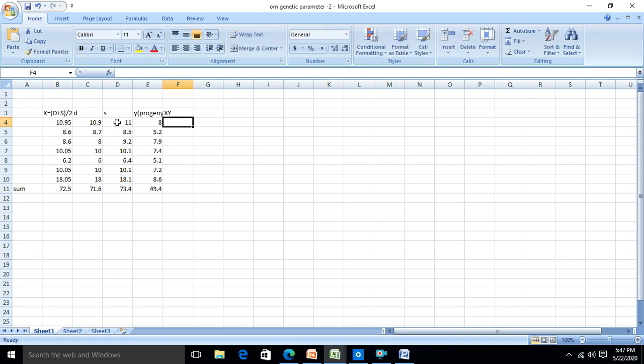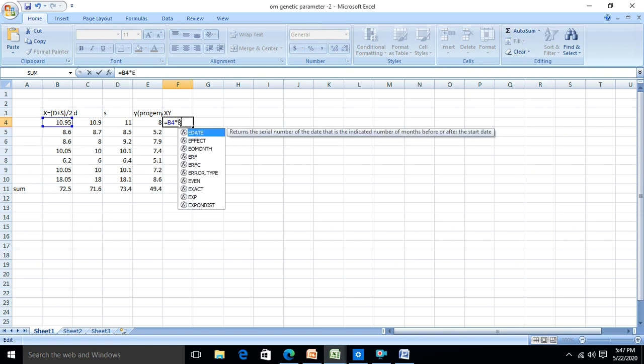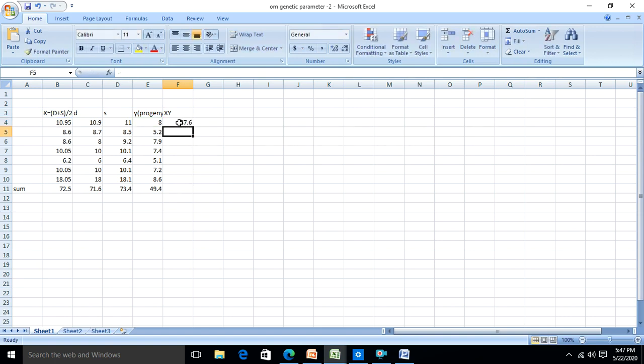What you do for summation xy? You have to multiply column B with column E. Equal to column B, B4, it is the first value, into E4, enter. Now once you get the plus sign, putting your cursor at the corner, you drag it like this before the sum, otherwise it will be wrong.